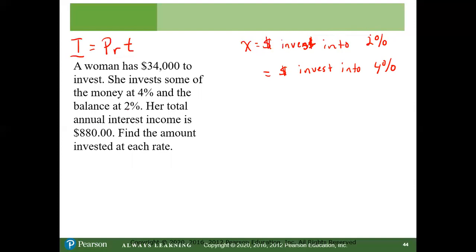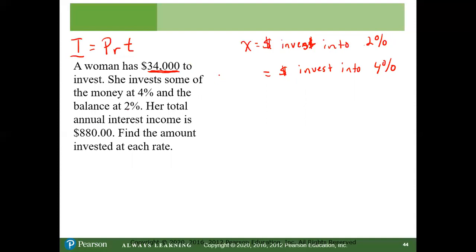And it doesn't matter which one you set this to be. You can say X is the amount of money going into 4% if you wanted to. It just doesn't really change the answers at all. Okay, so again, X amount of dollars is going into a 2% account. The rest of this amount of money is going into the 4% account.